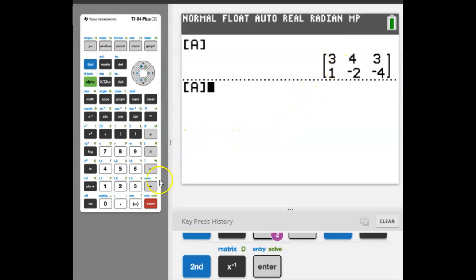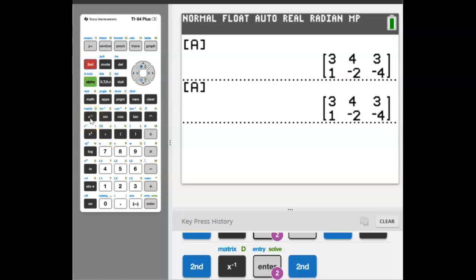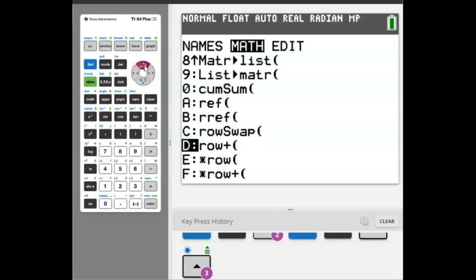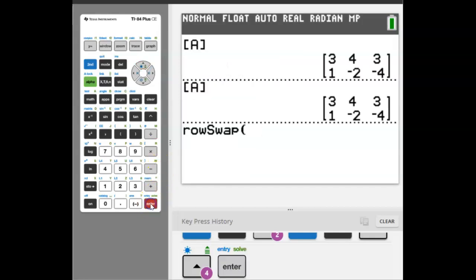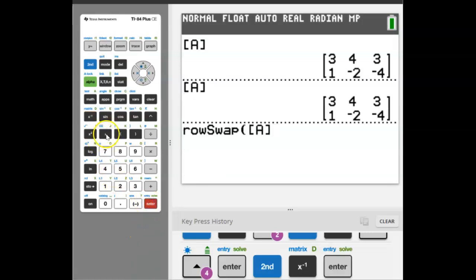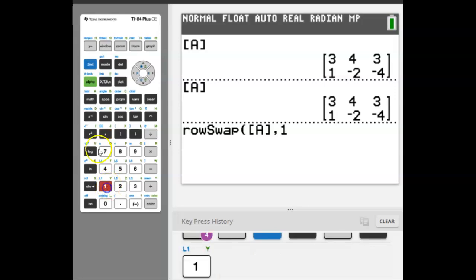So there's matrix A. To do that, I'm going to hit second matrix and go over to math, and then arrow up to row swap, number C. Hit enter. Now I have to tell the calculator what matrix I'm working on. So second x inverse, we're going to do matrix A, and hit parentheses. And then we're going to swap 1 and 2, so we put a comma, then row 1, comma, row 2.